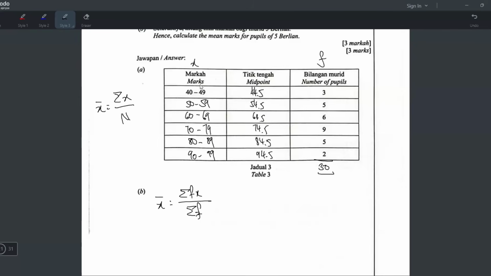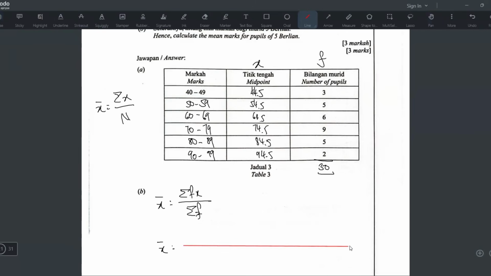But it's a group data, so your x is actually a class. So what you have to do is find out the midpoint to represent the whole class. I already found the midpoint just now, so this will be my x. Because it's a group data, there's class. So to make sure we use a number to represent the whole class, we use the midpoint. Okay, so now we can find the mean.